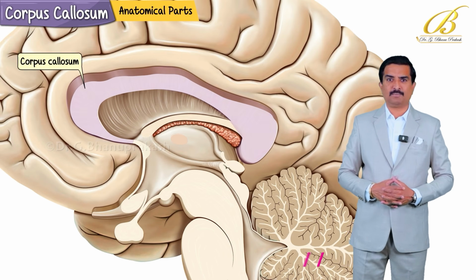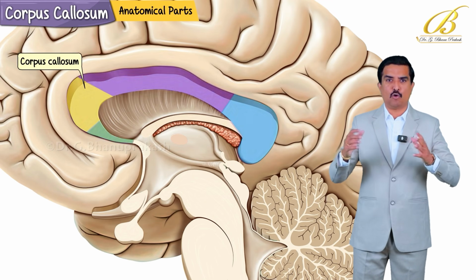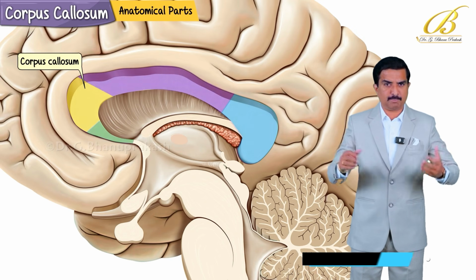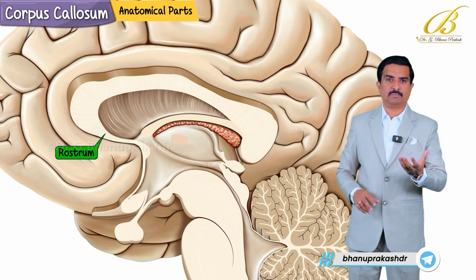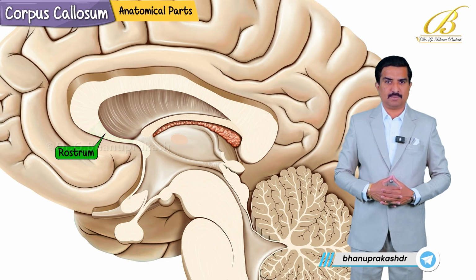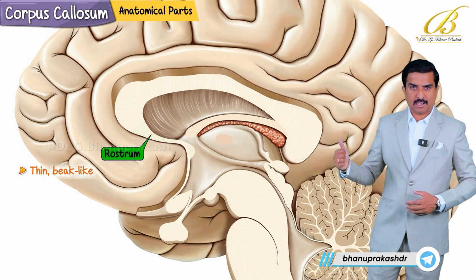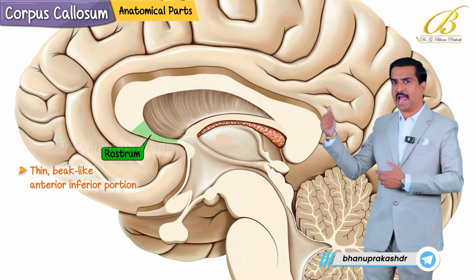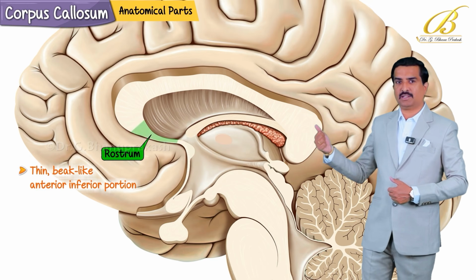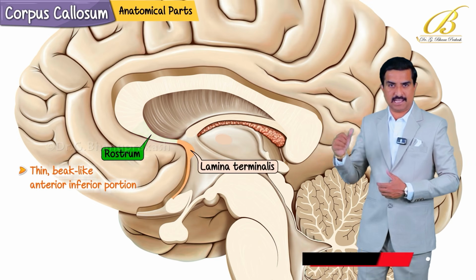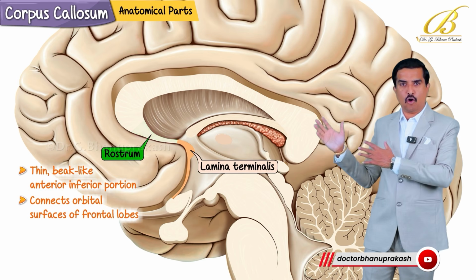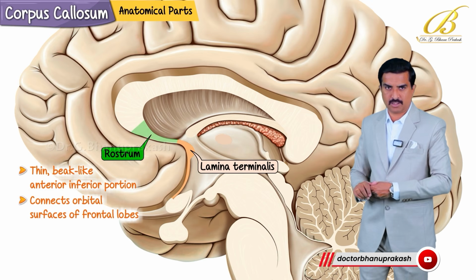The corpus callosum is classically divided into four parts from anterior to posterior. First, let me talk about the rostrum of the corpus callosum. The rostrum is thin and is a beak-like anterior inferior portion, and it continues with the lamina terminalis, and it connects the orbital surfaces of the frontal lobes.